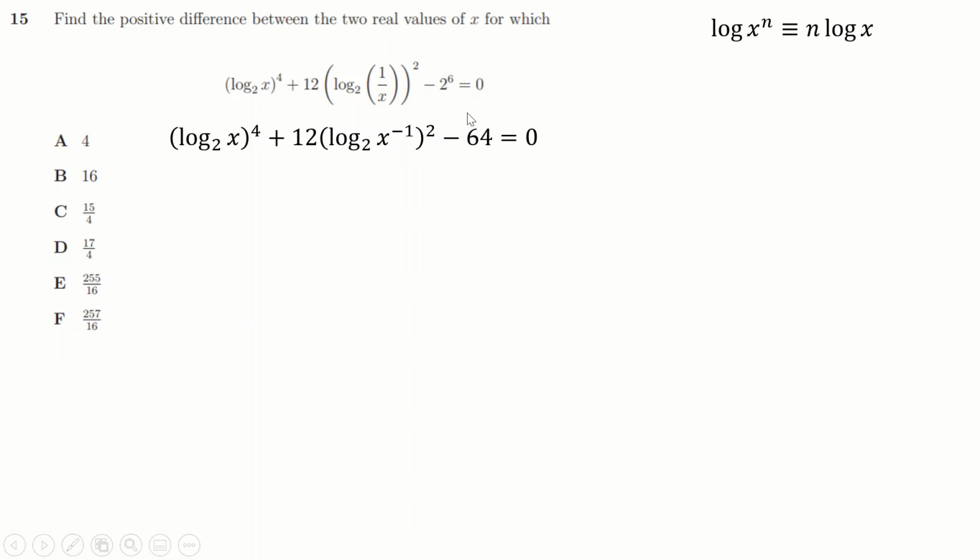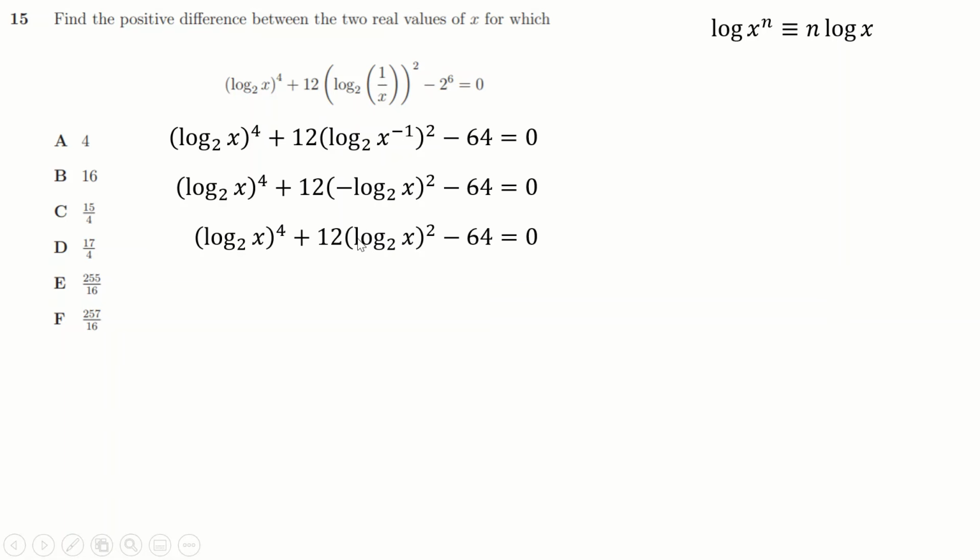But now, of course, I can move this power, this minus 1, down to the front, and I get minus log 2x, but I'm squaring that, right? And when you square a negative, it's just the same as if you were squaring the positive. So I can get rid of that negative sign. And now, it's a little bit hard to spot, but this is actually just a quadratic, because if I just pretend y is log 2x, I get y to the 4 plus 12y squared minus 64 is 0.